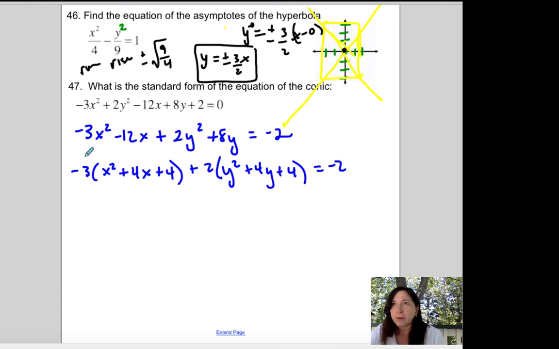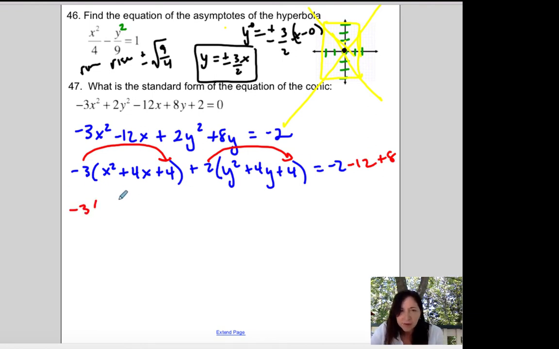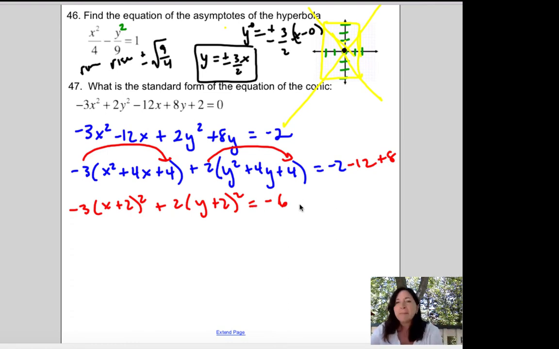And because I temporarily factored out this negative 3 times 4, that'll be negative 12, and 2 times 4, which will be a positive 8. So that looks like negative 14 plus 6, plus 8, which is negative 6. So we got negative 3 times the quantity x plus 2, quantity squared, plus 2 times the quantity y plus 2, quantity squared, is equal to negative 6. And so I'm going to divide everything by negative 6 to get that to be 1.